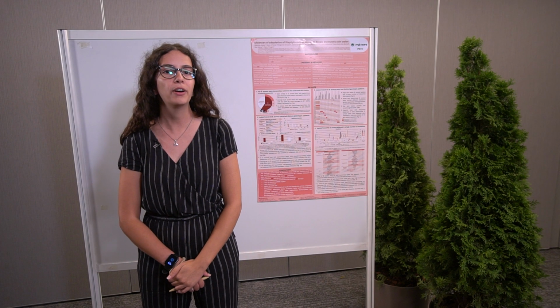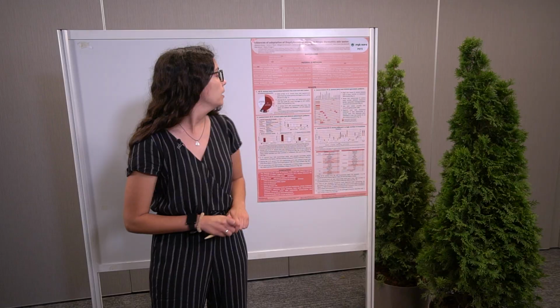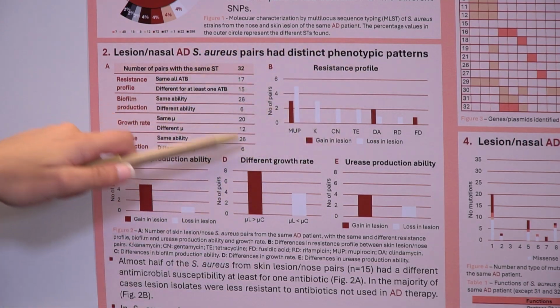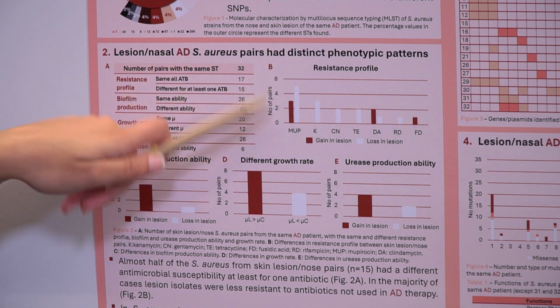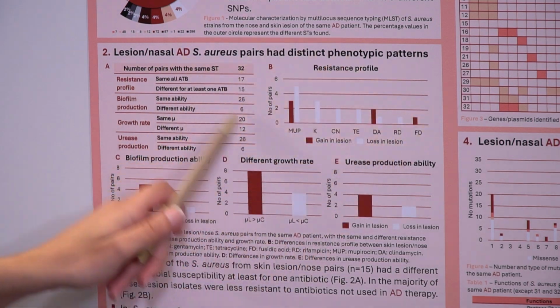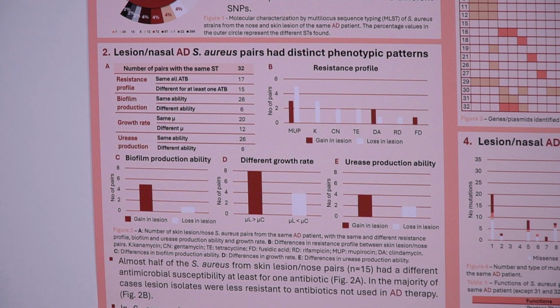After that, to identify phenotypic patterns associated with AD, we performed several phenotypic tests. First, we compared the resistance profiles of the nose and the skin lesion isolates. As we can see here, we have the number of pairs that lost resistance in the lesion, identified with white, and gained resistance in the lesion, identified with brown. And as we can see, most pairs lost resistance in the lesion, especially to antibiotics not used in the AD therapy, like for example rifampicin and tetracycline.